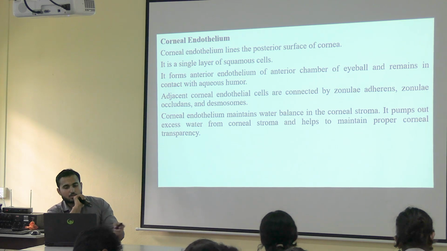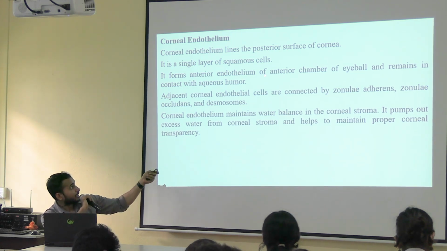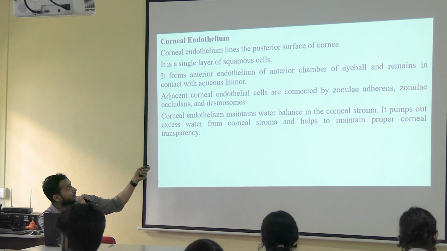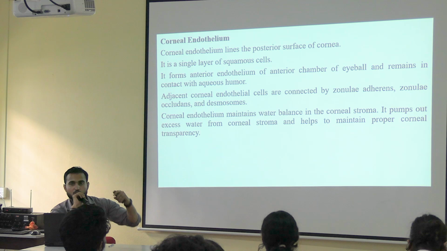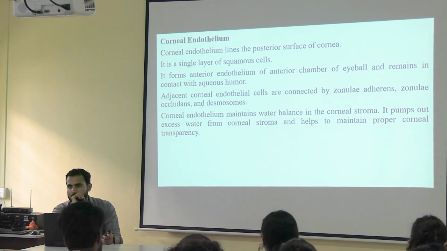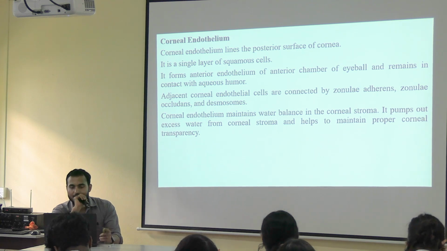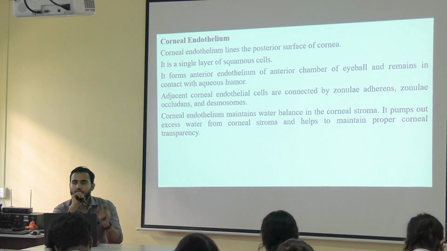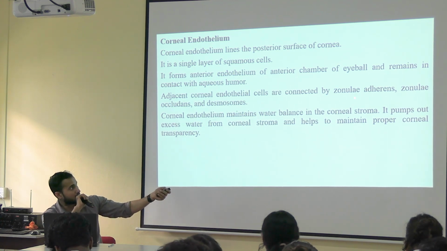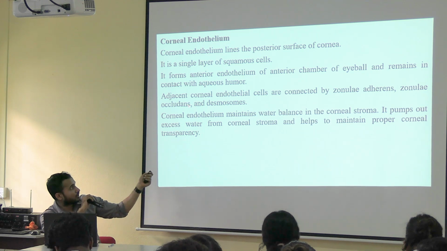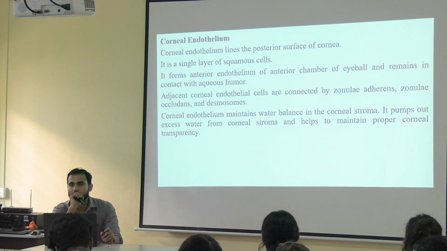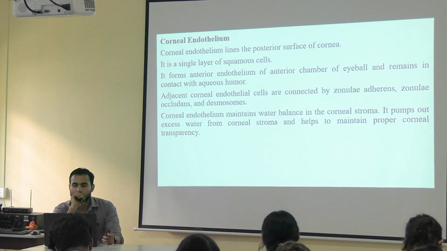Let's see, first of all, the corneal endothelium, okay, of the anterior chamber of the eyeball remains in direct contact with the aqueous humor. So just deep to the corneal endothelium, what is present? Aqueous humor is present. Okay. Next, the cells of the corneal endothelium are attached to each other by different junctions: zonula adherens, zonula occludens, and desmosome. These are the cell junctions between the cells of the endothelium.